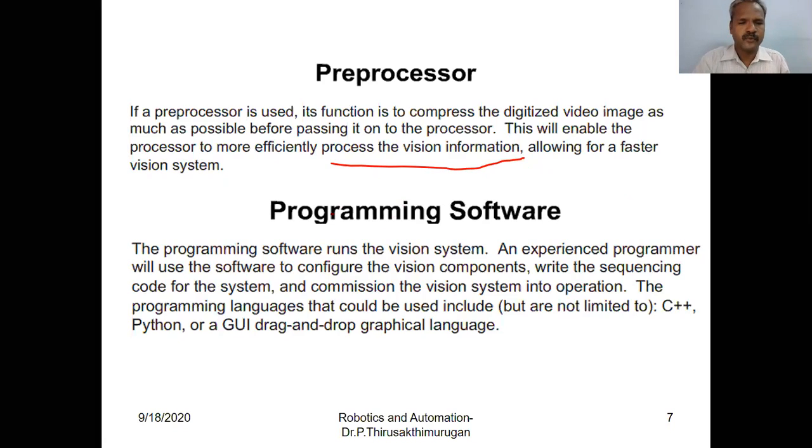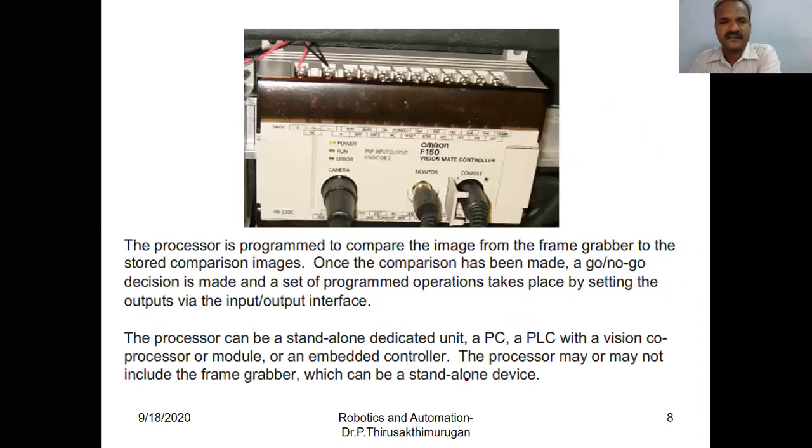Okay, then programming software. This programming software is used to process the algorithm for the vision system. The software mainly used for the vision system includes C, C++, Python, and GUI, graphical utility interface, drag and drop graphical languages, which are used mainly for machine vision systems. This is a typical processor from Omron. The company name is Omron. A typical processor used for machine vision systems, robot machine vision.